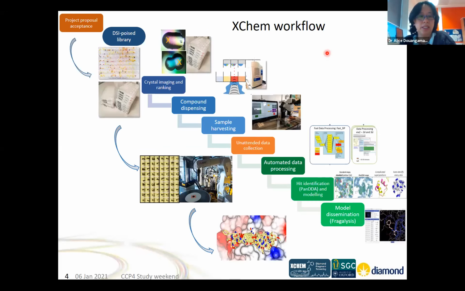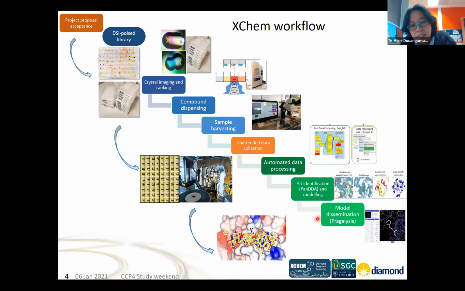So the XChem workflow is summarized on that slide. Basically, you put in a project proposal that will be accepted or not by a peer-review panel. You will have to come with Swiss size 3 drops or 2 drops plates, so SBS format plates. We have libraries that you can use. Then lots of steps have been developed so that you can prepare lots of samples to go onto dedicated beam time on Diamond on I04-1.